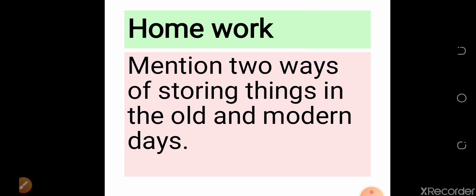And how can you store these food items so they can last us a longer time? By salting, by drying, by bagging it, by sealing it, by cooking it, by putting it in the refrigerator so it will be cold, and also by canning. These are ways or methods you can store your food items. I hope you understand.